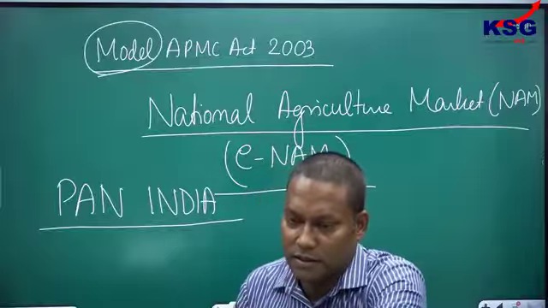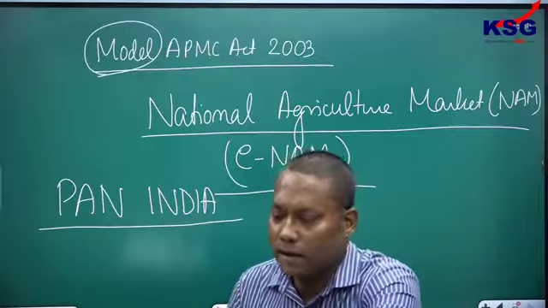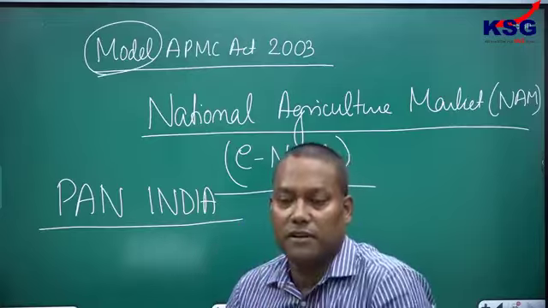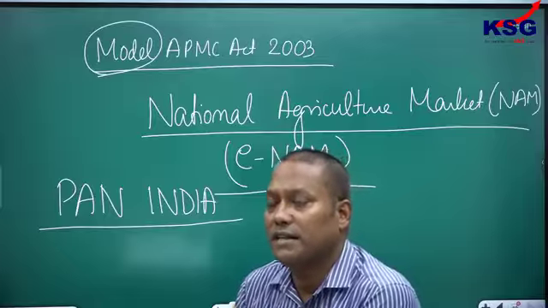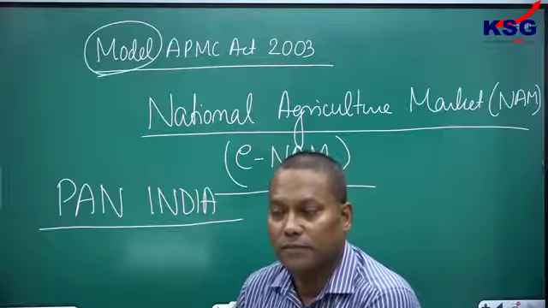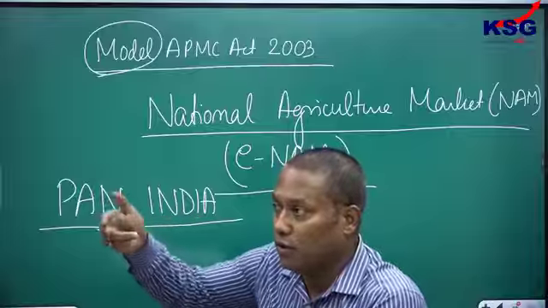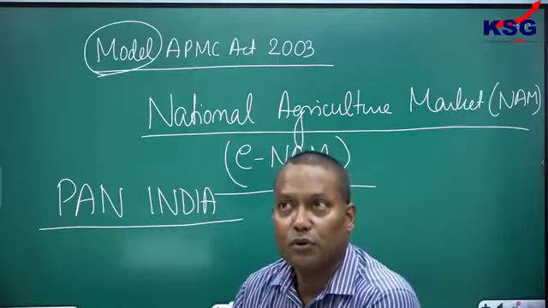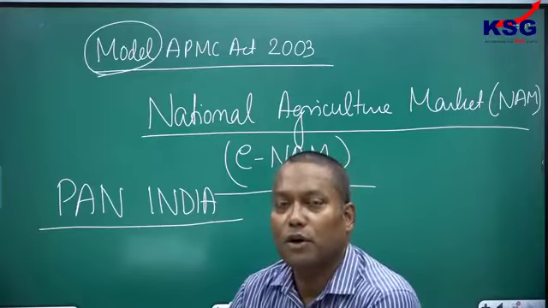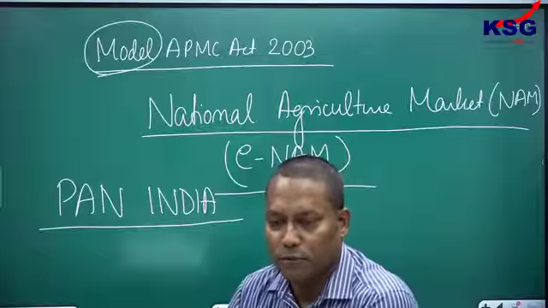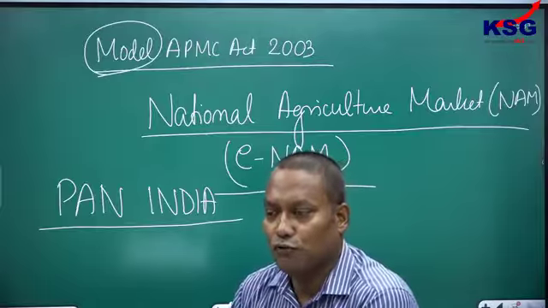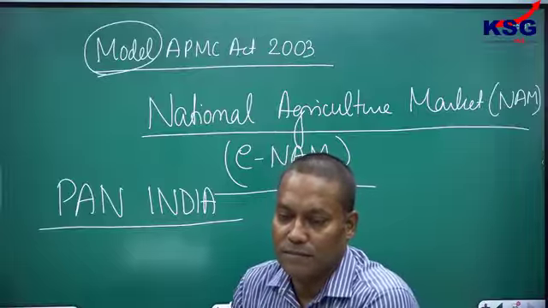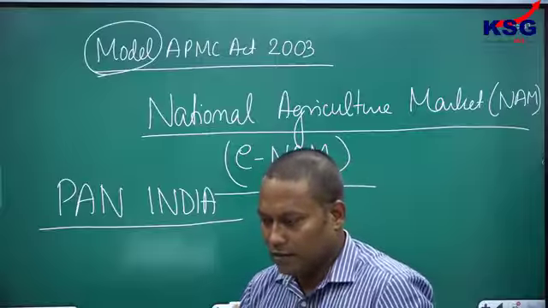Okay, write the objectives. What are the objectives of this? Please write. First point: integrate markets first at the level of states, and eventually across the country. First you allow free movement at the state level, and then eventually all over the country, through a common online platform, to facilitate pan India trade in agricultural commodities. Clear? It's the first point. Just read, all of you.